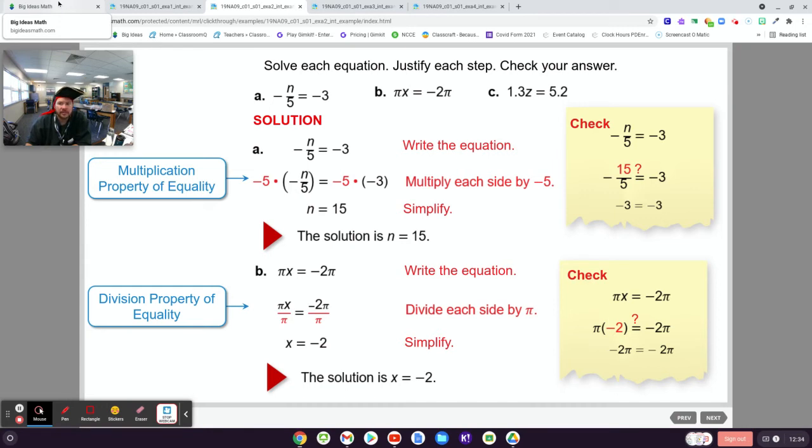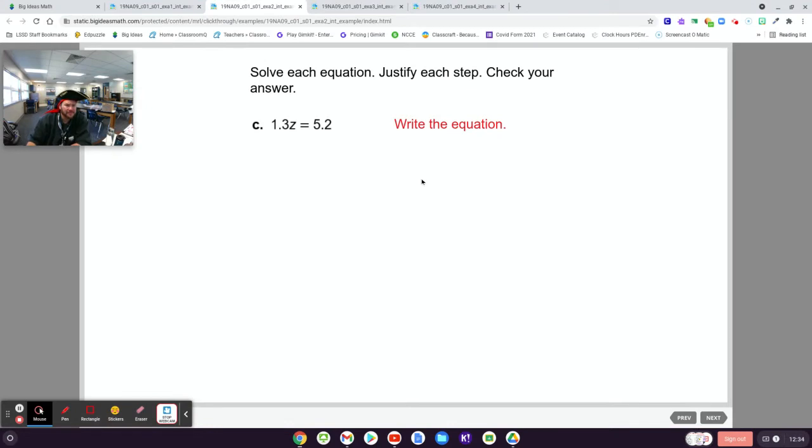Okay, we'll jump to C right here, which is 1.3 times z equals 5.2. Go ahead and try and solve that one right now.